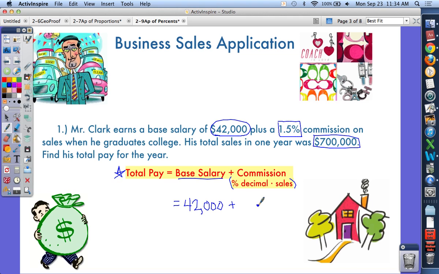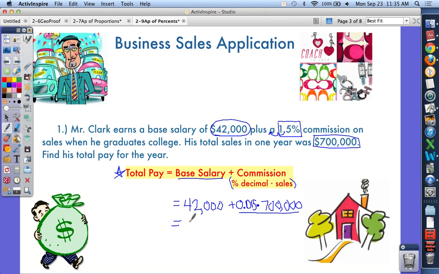1.5% doesn't go into the equation like that. Remember that it must be a decimal. So what is 1.5 as a decimal? Move it over 2. And there's your commission rate. Then his sales were the 700,000. That's going to be multiplied by it. So you can definitely use your calculator here. I would type this in first, multiply that, figure out what that gets you, then add the 42 to it.